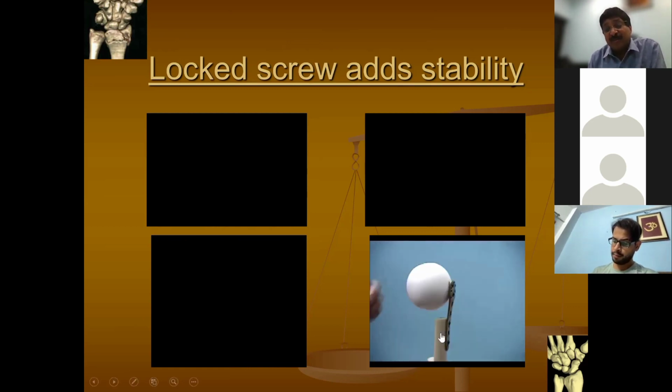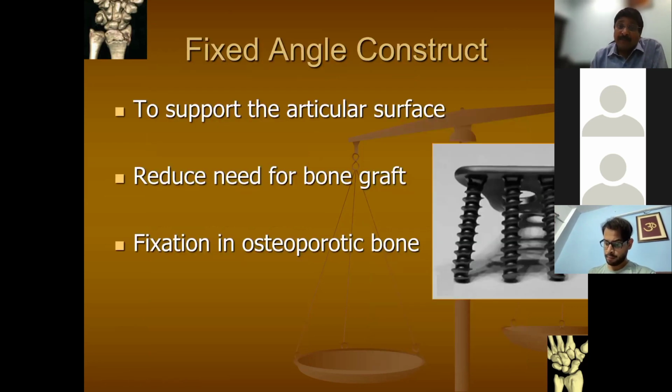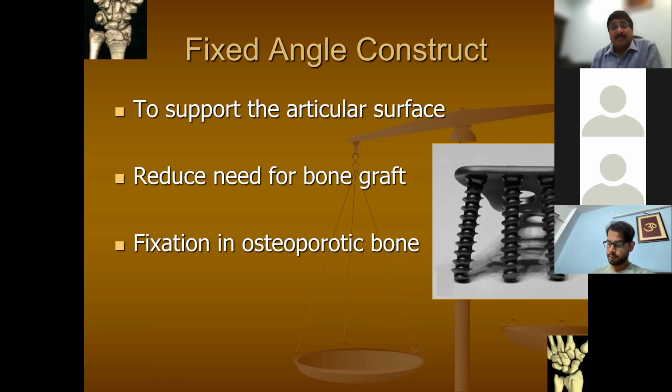As it is said, it is always a race between implant failure and union. If the implant lasts longer, union tends to win. Locking plates are also fixed angle constructs. In a fixed angle construct, these locking screws act as a support under the articular surface. So this is the plate, these are the screws. When they come under the articular surface, they act as a support, as a raft under the articular surface, which prevents the fracture from collapsing. So it is very important. It reduces the need for bone grafting.